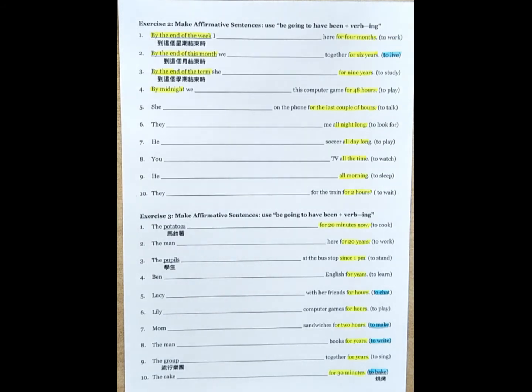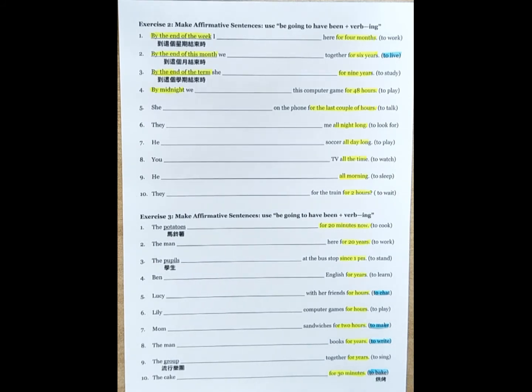Exercise 2. Make affirmative sentences. Use be going to have been plus verb ing. 1. By the end of the week, I am going to have been working here for 4 months. 2. By the end of this month, we are going to have been living together for 6 years.